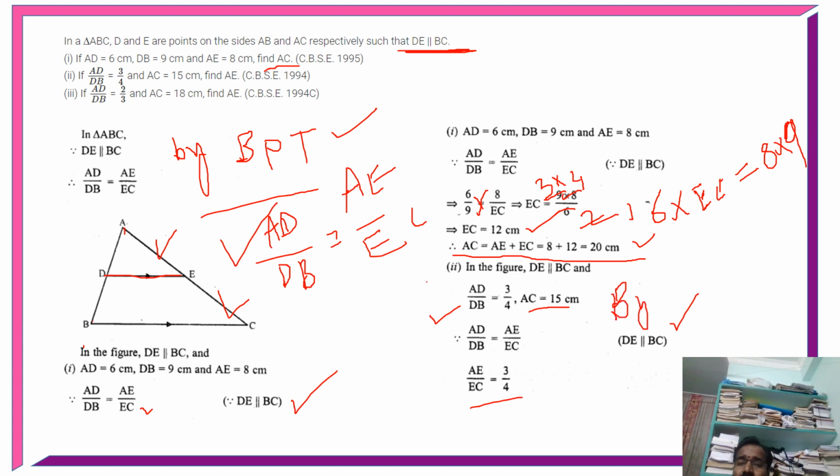Please write here clearly, by Thales theorem or by BPT. So by BPT, we can say that the corresponding sides are in the same ratio. So by BPT we proved this theorem. I mean, we used this result. We got AE by EC as 3 by 4. But what do we need to find here? We need to find the AE value. Let us go with the next slide.